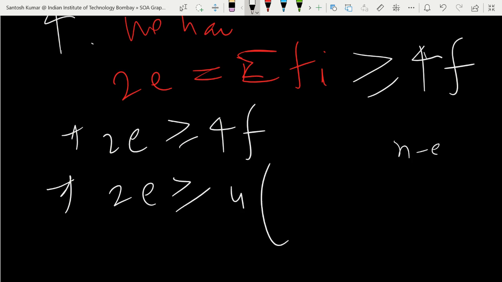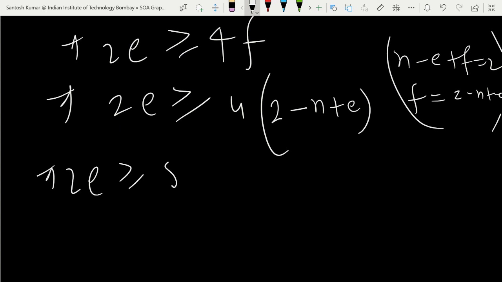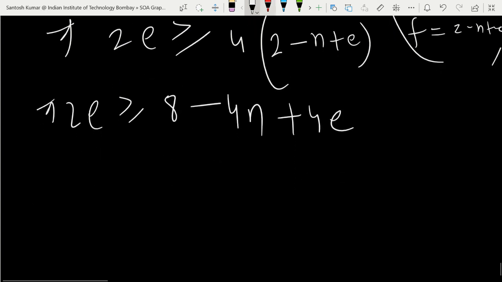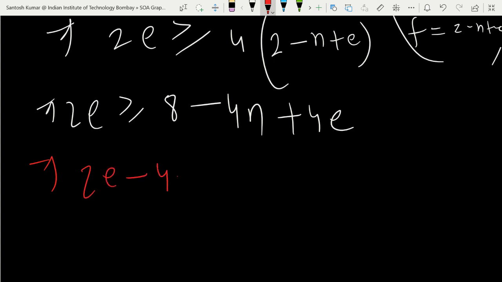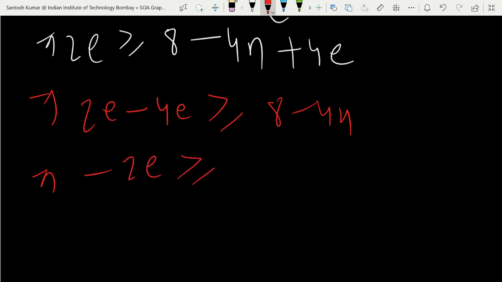since n minus e plus f is 2, f you can write as 2 minus n plus e. So continue this: 2e is more than or equal to 8 minus 4n plus 4e. You bring that 4e to this side, 8 minus 4n, anyway you can do. So minus 2e is more than or equal to 8 minus 4n. Now you divide by minus 2.